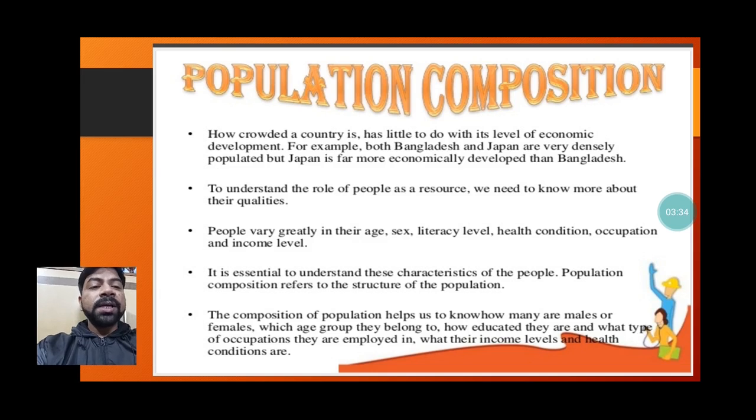The composition of population helps us to know how many are males or females, which age group they belong to, how educated they are, what type of occupations they are employed in, and what their income levels and health condition are. You can also simply draw the population pyramid to understand this population composition. Just take the example of your family members. Make a flow chart, a pie chart, or any type of diagram to show your family's different age groups, their education level, their height, their weight. That will become your population composition.